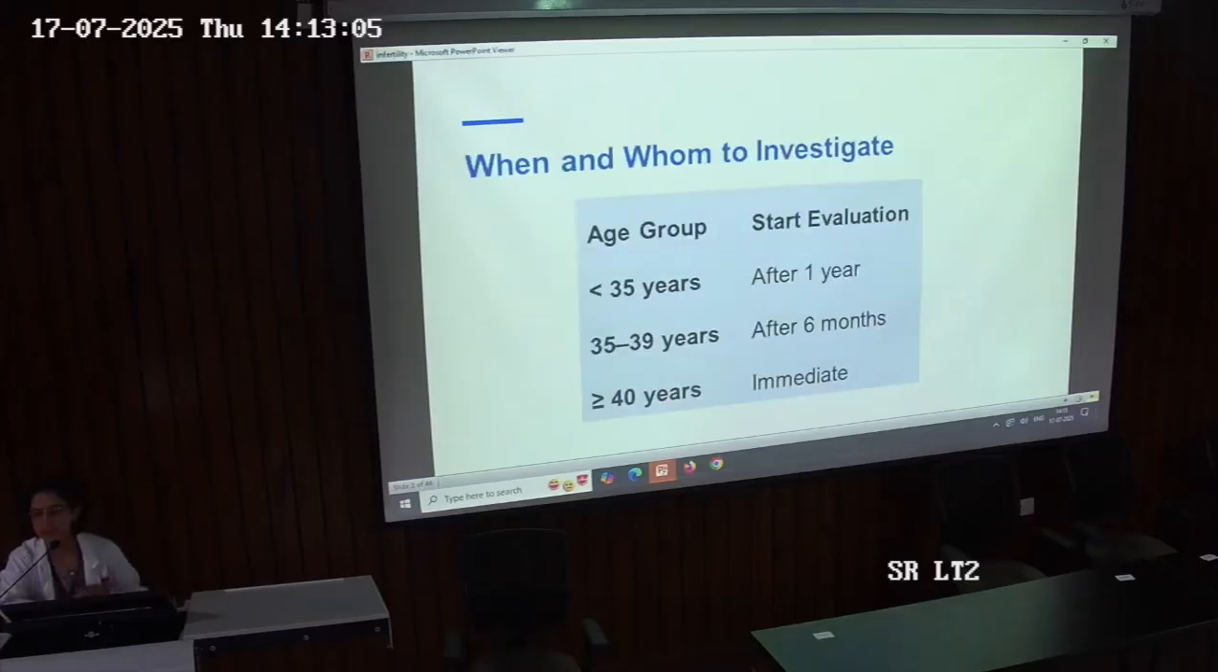We start investigating the couple routinely after 1 year. But in some conditions, like if the female age is more than 35 years, then we start after 6 months, and if it is more than 40 years, or if there is some known cause of infertility like some genetic disorder or azoospermia, in those cases we start our workup immediately.